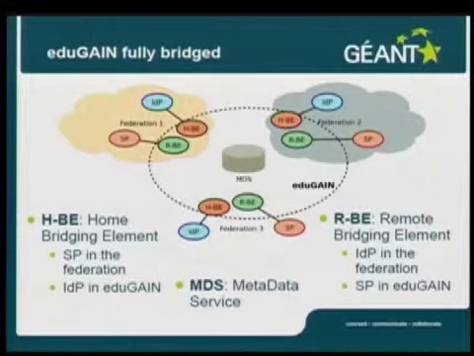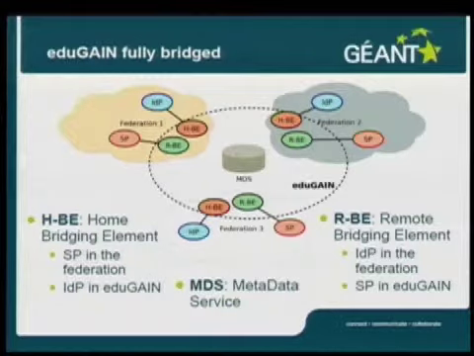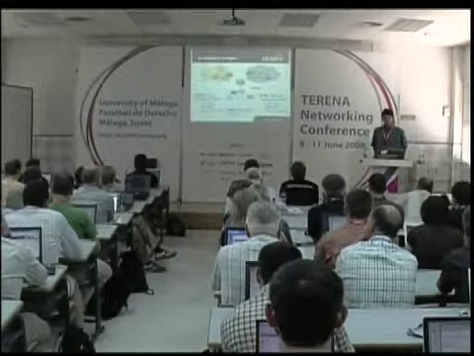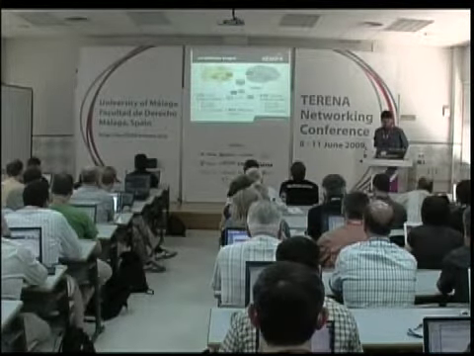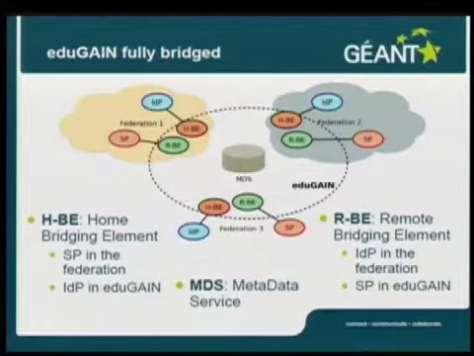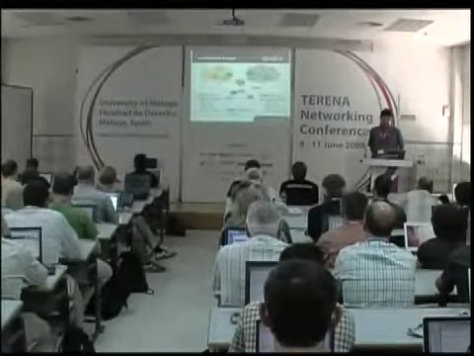In bridged mode for the federation, eduGAIN is represented by the bridging elements, which might be home and remote. In case you are not familiar with home and remote, it is from the user's perspective: where the user's home organization is, this is the home federation, and the federation where the service lies is the remote federation. The IdP is connected to the home bridging element, and the SPs are connected to the remote bridging element. In fact, there might be more than one home or remote bridging element in a federation, but the logic is the same. They are more or less equivalent.